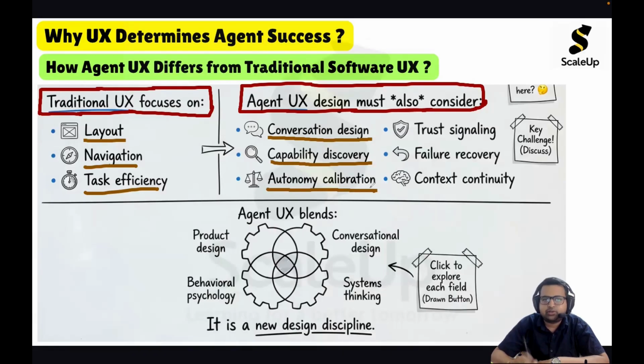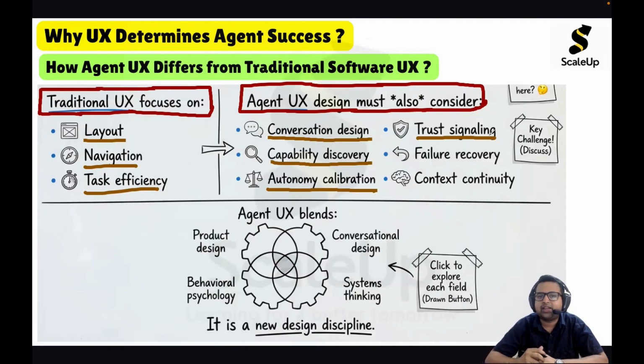Autonomy calibration. Agent UX must have autonomy calibration features, wherein some tasks need high supervision, especially financial transfers, while others need low supervision. So the UX must allow the user to dial this up or down. That is autonomy calibration. Trust signaling. We should make use of visual cues, like source citations, thinking steps, and confidence scores, to prove the agent is working faithfully. That's trust signaling.